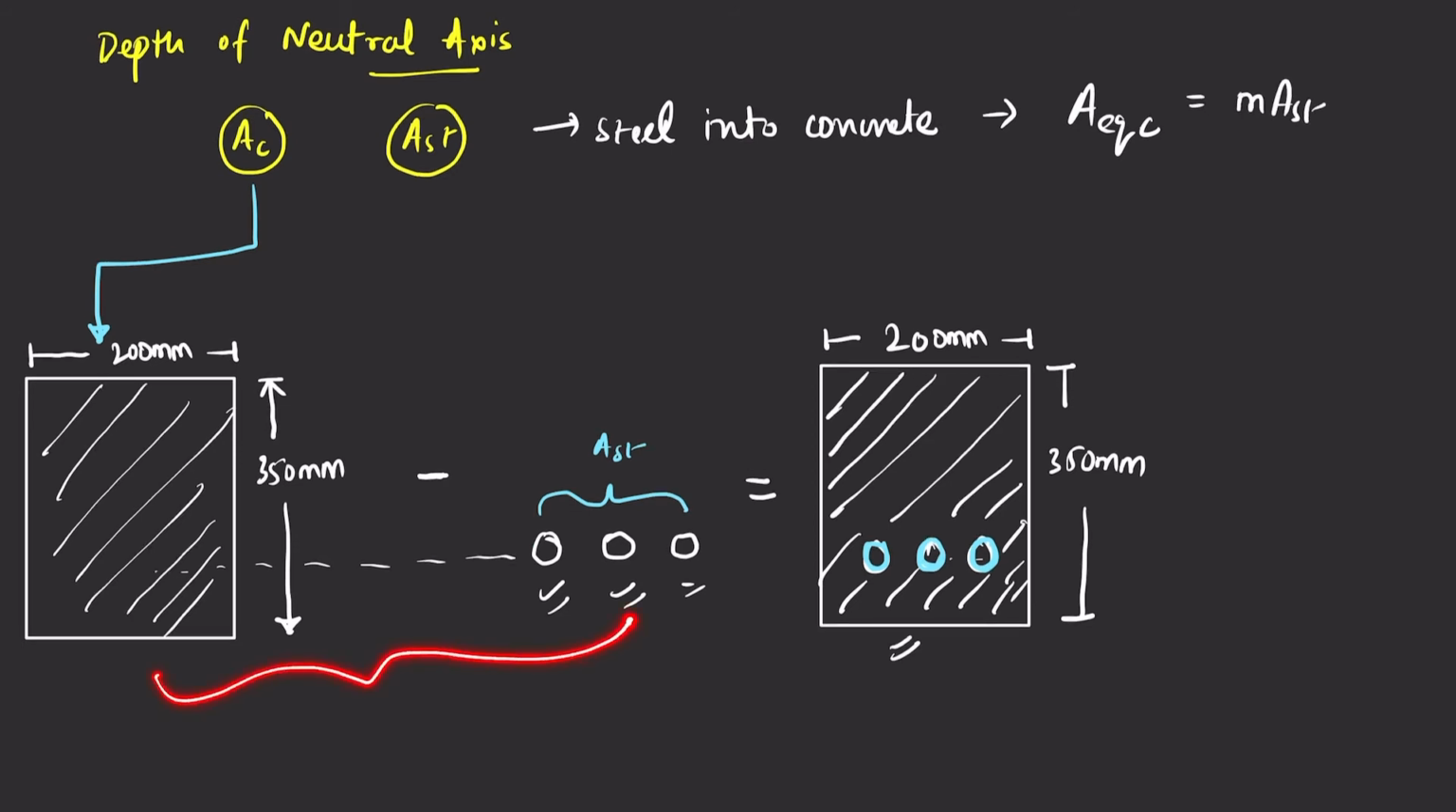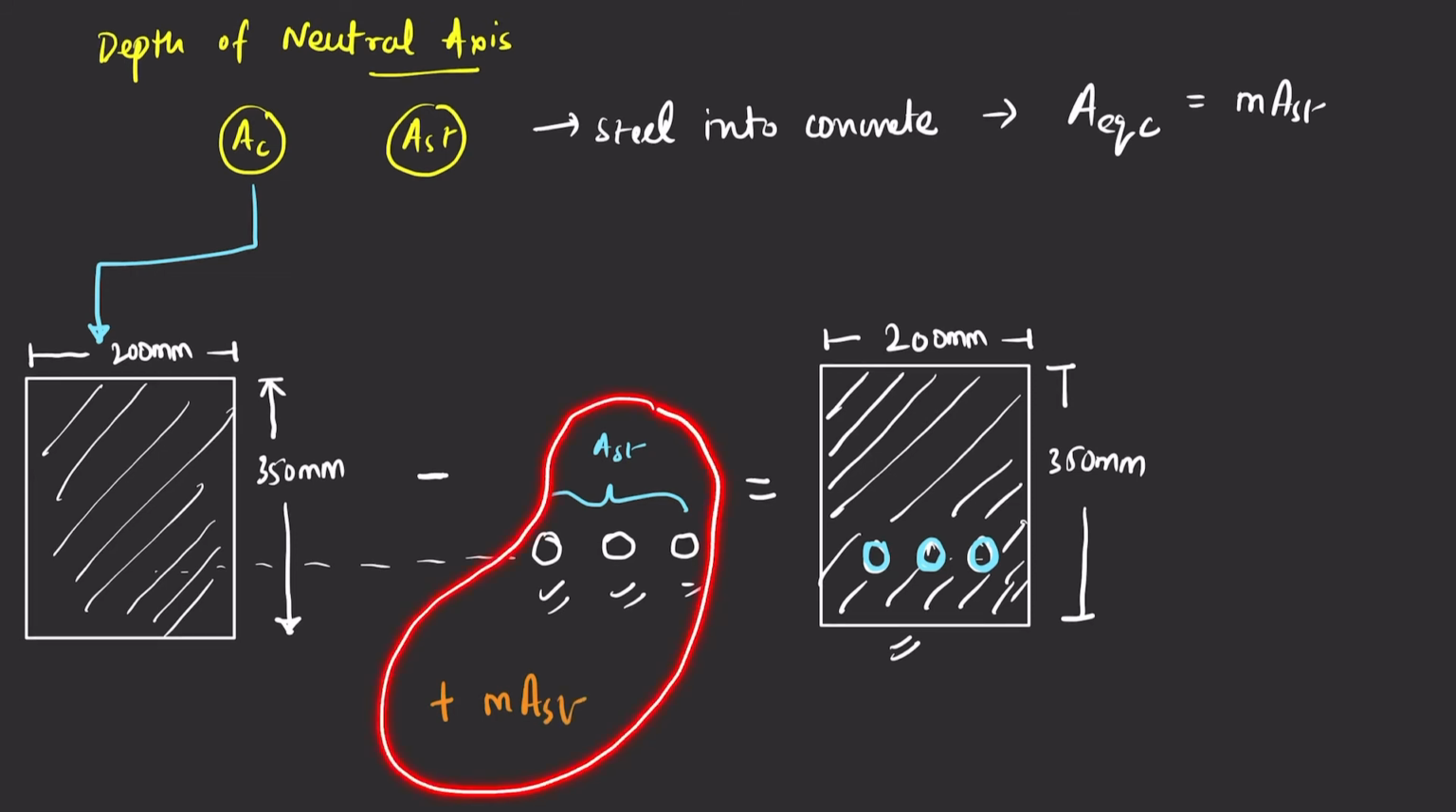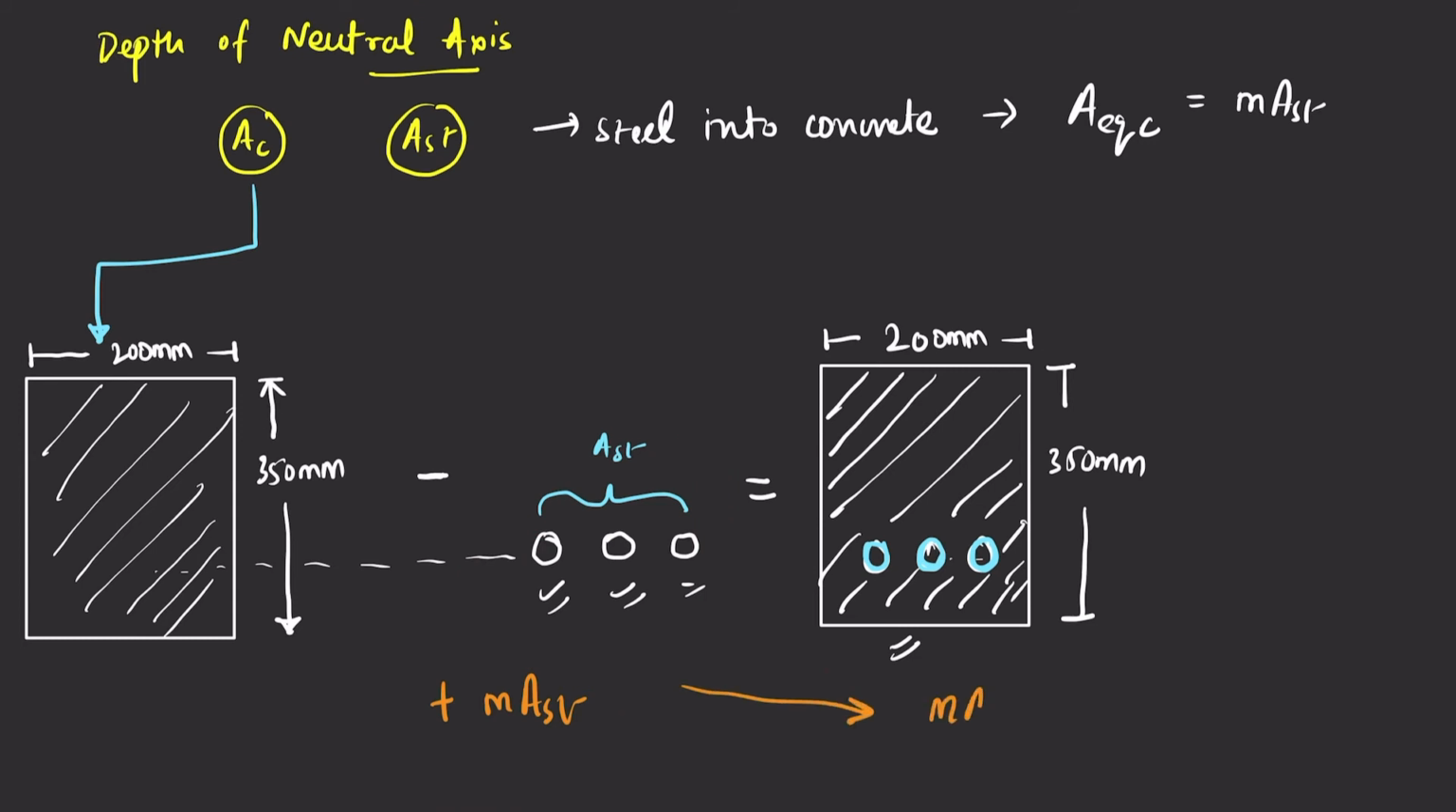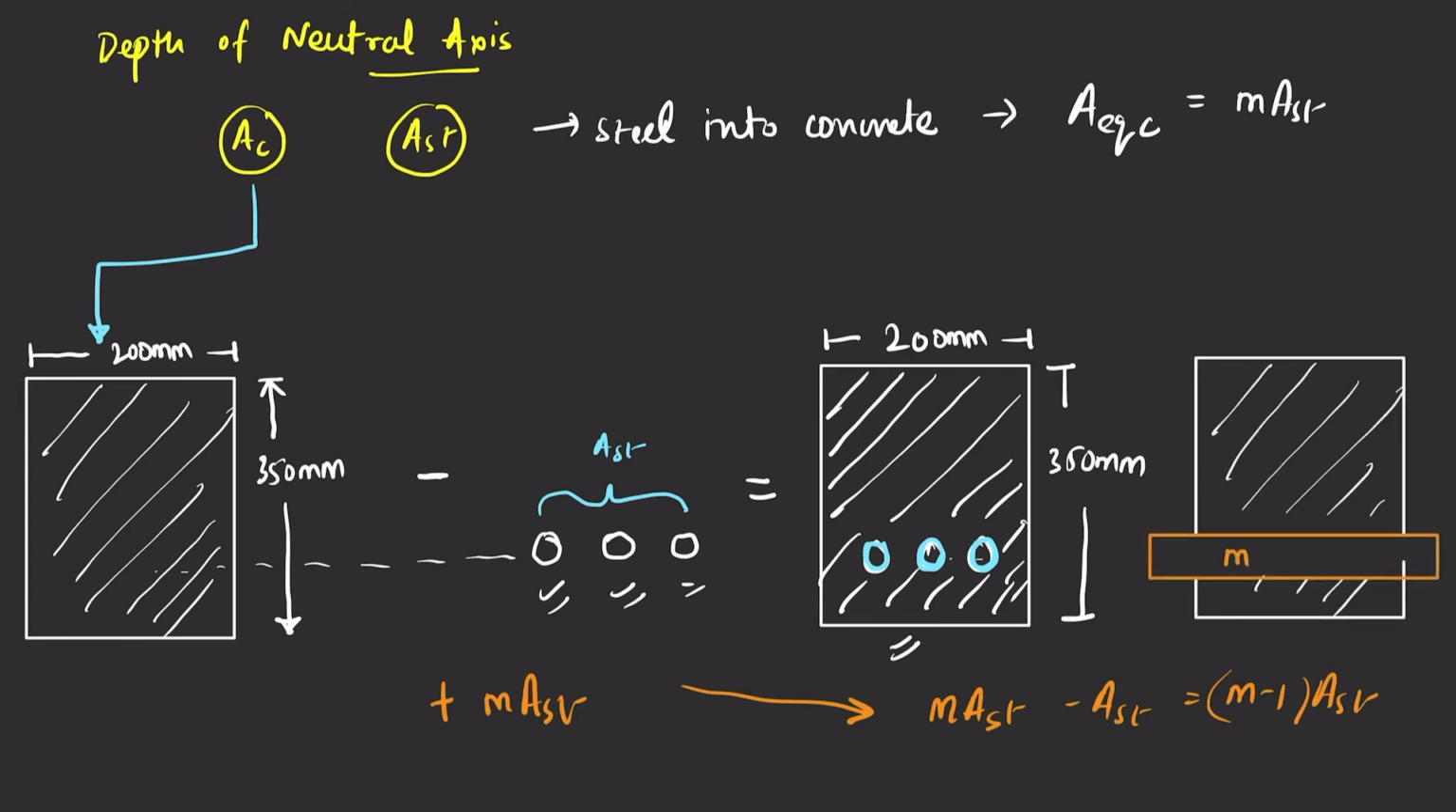So here we also need to add the equivalent area of concrete, so it will be plus m times AST. For simplification, let us say we have these two as one cross-section for that particular point, right? So it will be m times AST minus AST, which is equal to (m minus 1) times AST, and our final structure will look something like this. So this is your (m minus 1) AST, and this is your whole area of concrete. Now we have all the things required to find the depth of the neutral axis.